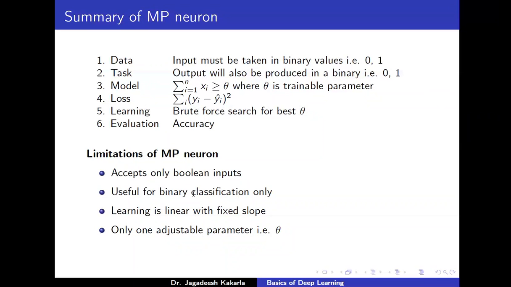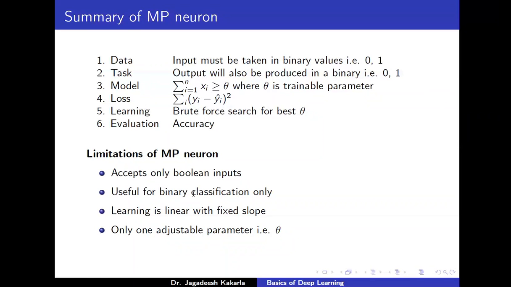But when you are computing the accuracy, true positive and true negative are the correct ones. So true positive plus true negative, divided by true positive plus true negative plus false positive plus false negative. This is what we call accuracy.